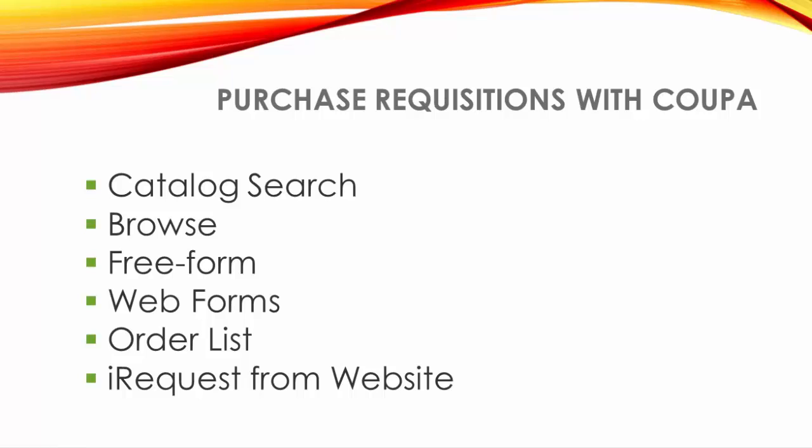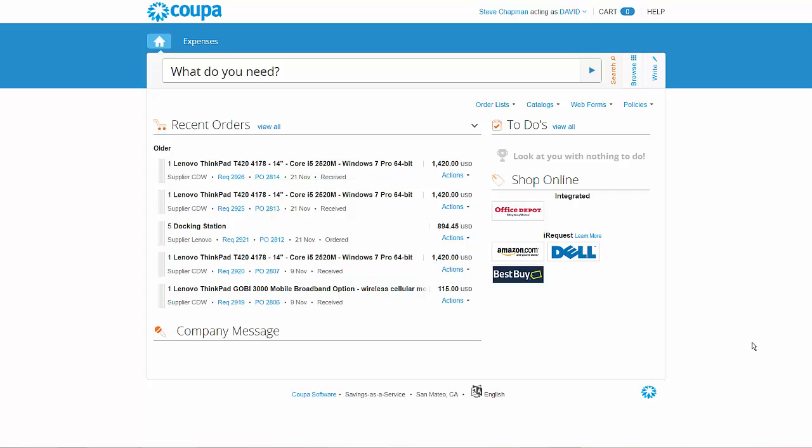You can also order from a pre-designed web form that your employer put together to make it easy to buy certain things. You can also order from an order list. If you have recurring purchases, you can order from an order list. It'll allow you to put that requisition together much quicker. And finally, you can order from almost any website. If it offers items to purchase, you can then create an iRequest form that'll come right into your requisition in Coupa. So let's get started.